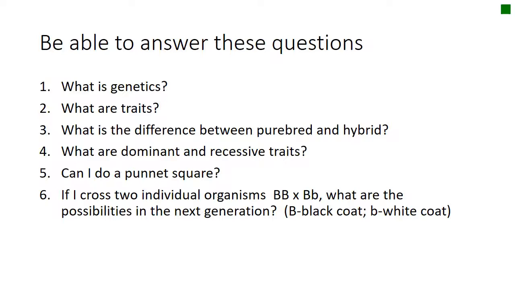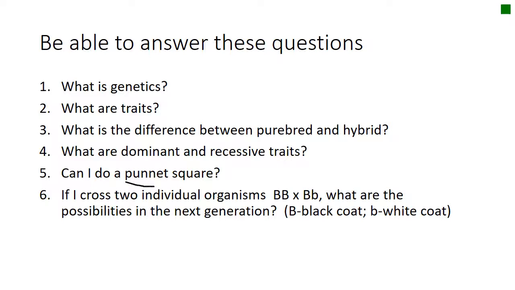Okay, so these are some questions that you should be able to answer after you go through this section. First of all, what's genetics? What are traits? What is the difference between purebred and hybrid? What are dominant and recessive traits? Can I do a Punnett square?